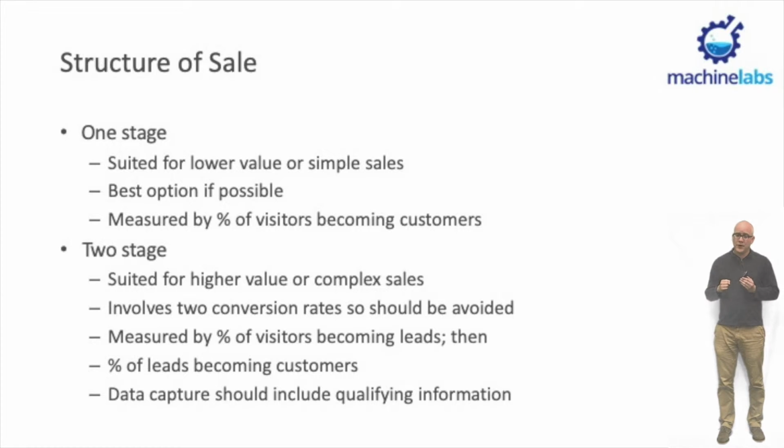If, though, you've got a more expensive or more complex product, you may see an improvement through moving to a two-stage sale. And in a two-stage sale, stage one is getting the contact details, and then you sell to them and hope to convert them sometime down the line. So effectively you end up with two conversion rates, a conversion rate to getting someone's details and then a second conversion rate to sale.